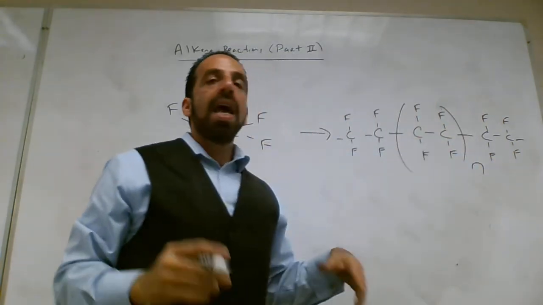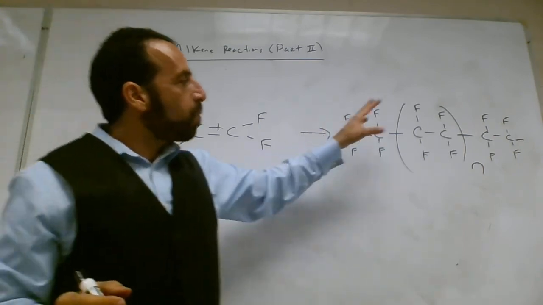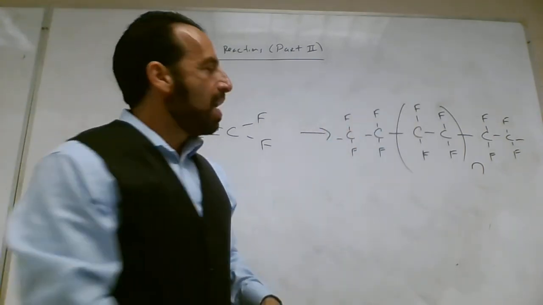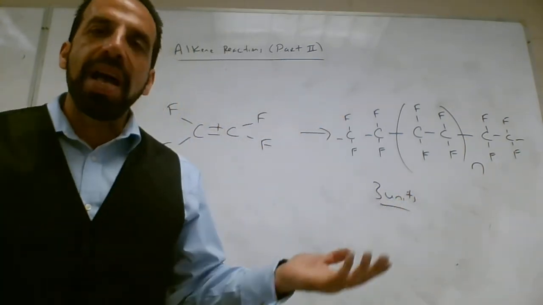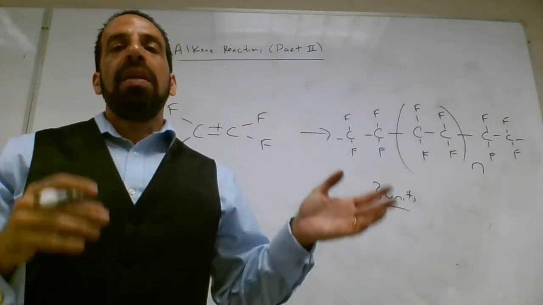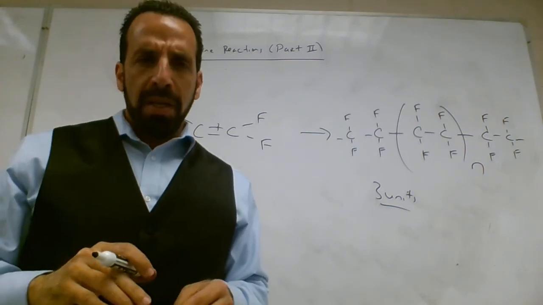So again, that ending, I can repeat this as many times as you want. This right here, the way I drew it, technically, is called 3 units. But then in real life, you can have up to 1,000. Again, the more units that you link up, the different the properties of the plastics are going to be, etc.